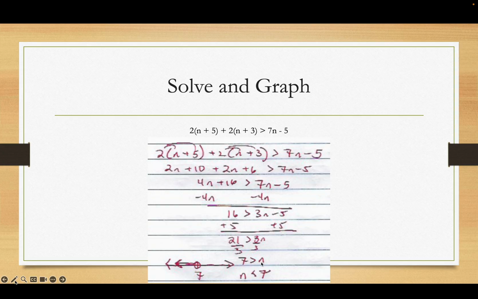But for graphing purposes, we don't want that. We want the n on the left. So I move the n to the left, the 7 to the right. If it points to the n here, it's got to point to the n here. 7 is bigger than n is the same exact statement as n is smaller than 7. Critical point is 7. Put an open circle there. Arrow to the left. Arrow goes in the same direction as the inequality as long as the variable is on the left. Okay, next one up.